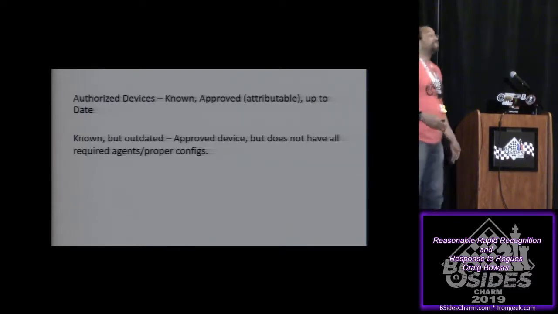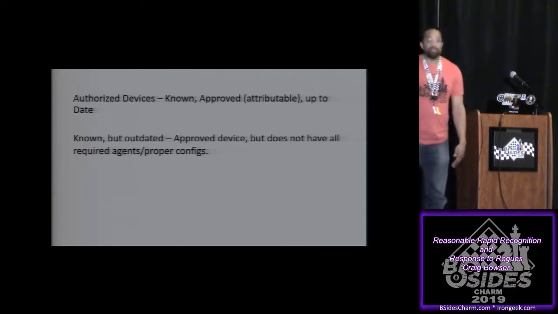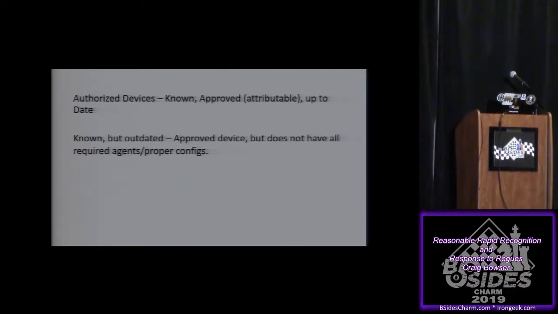But then you have your other devices that are known, but maybe they're out of date. So they probably at some point were authorized, okay? But they've fallen behind, right? Maybe they're a couple revs behind on their AV. Maybe they're missing a couple of your agents. We all have agents, probably more agents than we want on our devices. But maybe these devices are missing agents, okay? Maybe their config's out of date or never got properly applied. So these are known, but they're outdated devices.